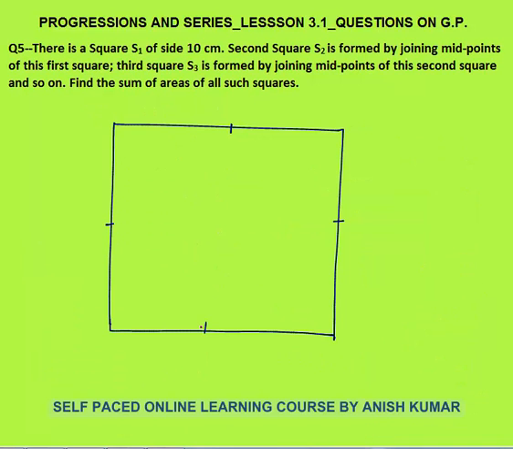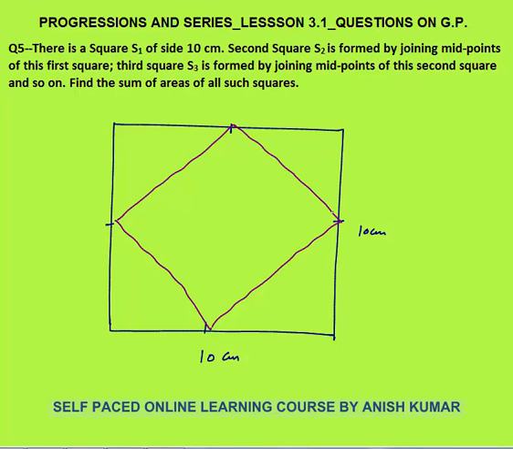Question 5 says that there is a square S1 of side 10 centimeter. This is the square given to us of side 10 centimeter. Now what the question is saying: a second square S2, this is S1, the second square S2 is formed by joining the midpoints of the first square. I am joining the midpoints of the first square. So the midpoints I am joining will make the second square. This will be the second square.